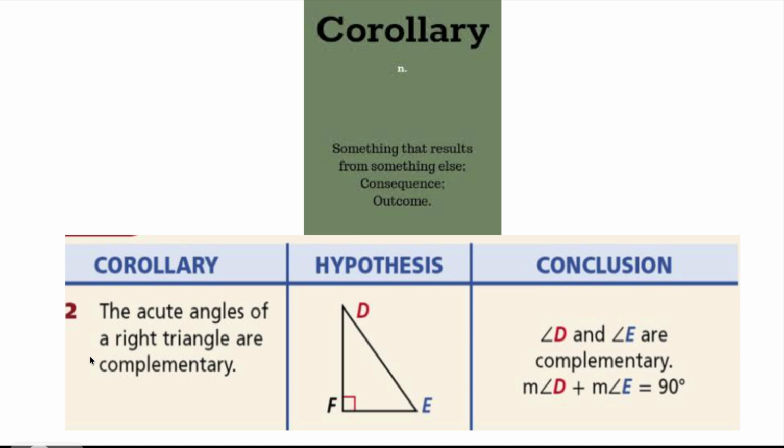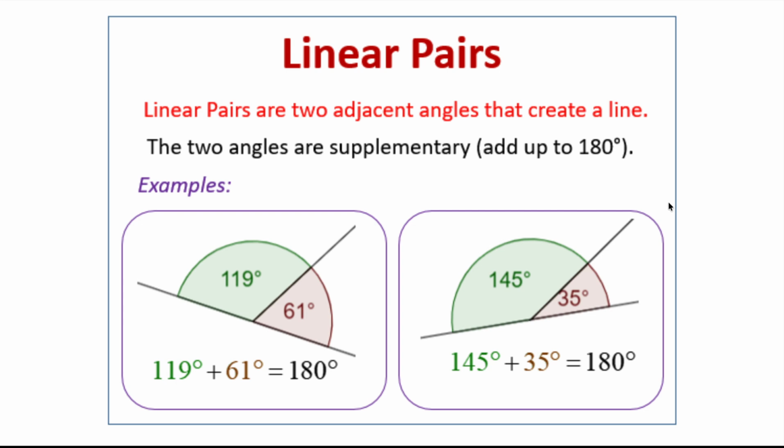So the acute angles of the right triangle are complementary, right? So we have a right angle, and then these two angles are acute and they're complementary, meaning that they add to 90. And so that is our conclusion, that if we added angle D plus angle M, it would equal 90 degrees. Linear pairs are two adjacent angles that add to 180 degrees. And so a linear pair is the same as a supplementary angle.